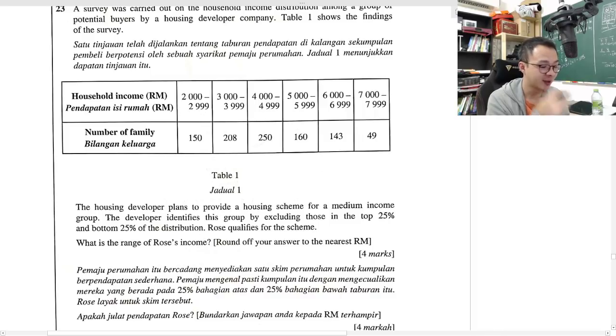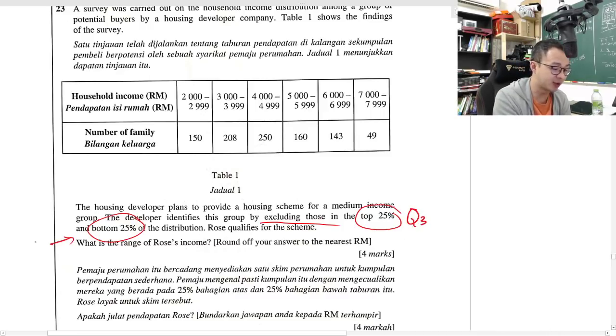So the housing developer plans to provide the housing scheme for the medium income group only. So the developer identifies this group excluding the top 25% and bottom 25%. Top 25%, we know this is basically the third quartile. Bottom 25%, we know this is the first quartile. Or sometimes they call it upper quartile and lower quartile.